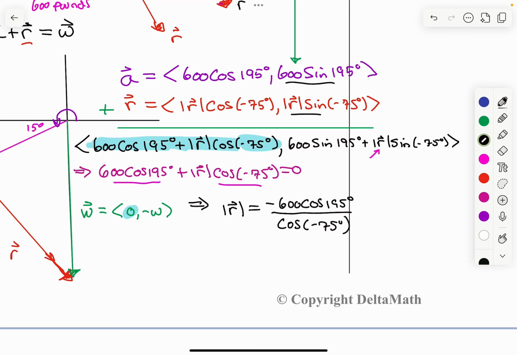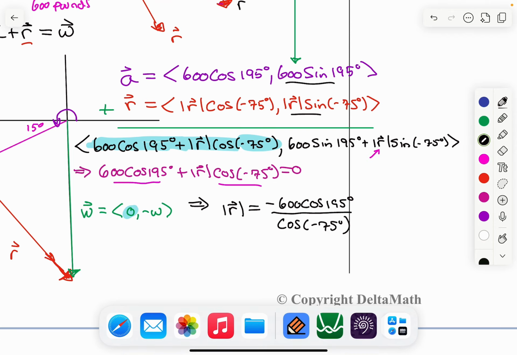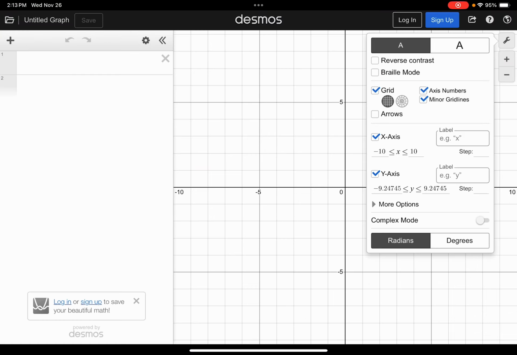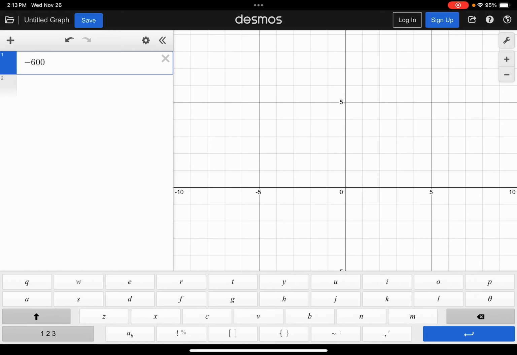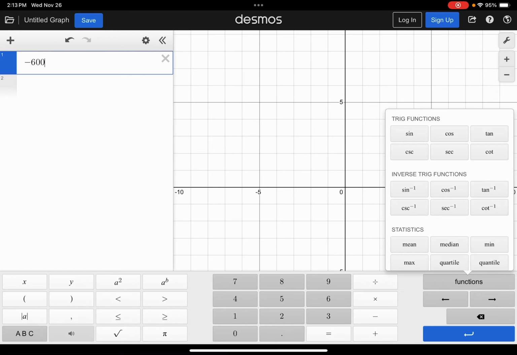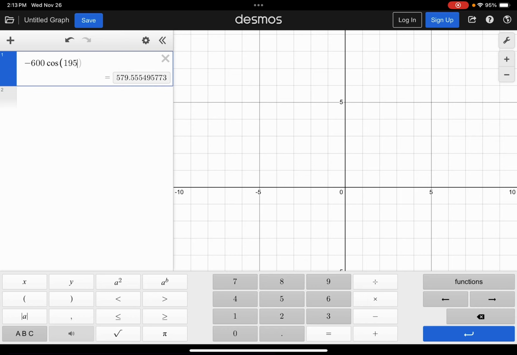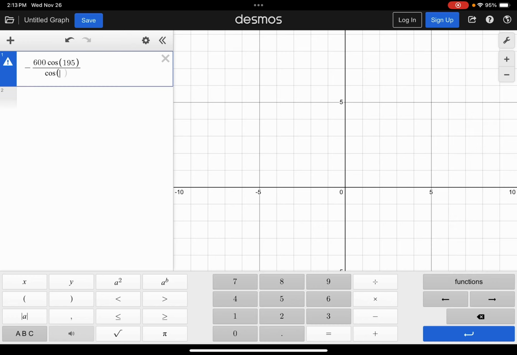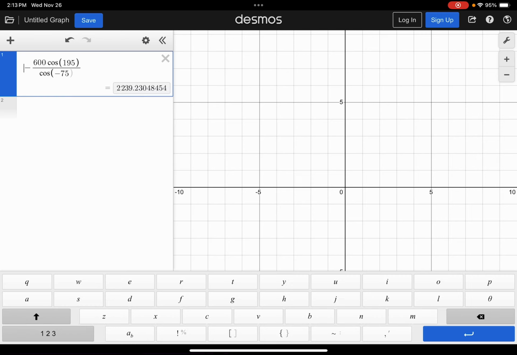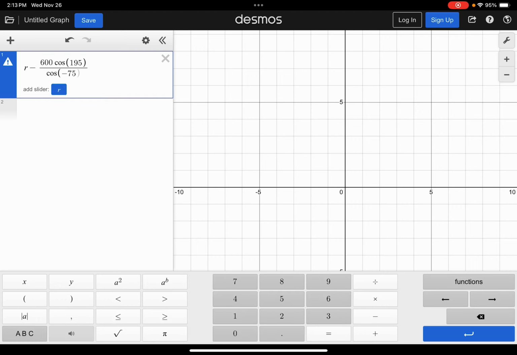So we'll go compute that. It'll be in degrees, and we had negative 600 cosine of 195, and then we're dividing that by cosine of negative 75. I'm going to call that something because I'm about to use it again, so I'm going to assign it to a variable.